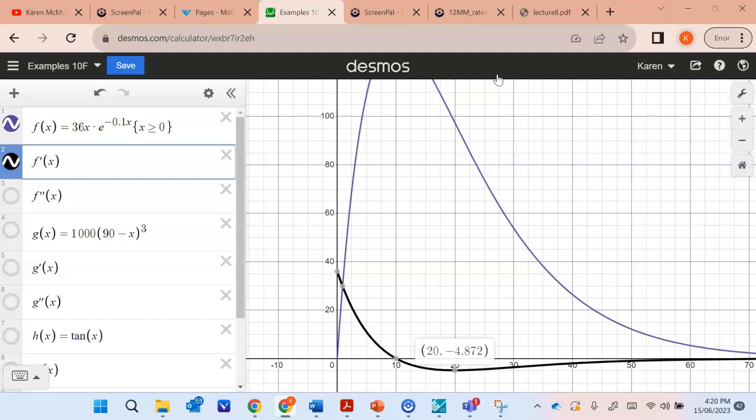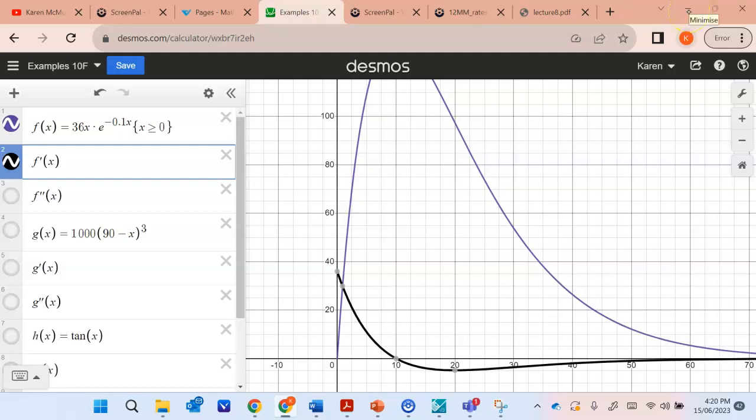So it's at t equals 20, and it's a negative value, so negative 4.872. That negative just tells us it's decreasing. So the maximum rate of decrease is 4.872. Okay, so notice how I didn't say the negative. So we're saying the negative is the decrease part. So it's decreasing at a maximum rate of 4.872 bacteria per time unit.